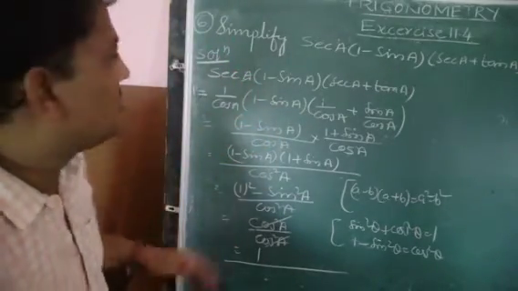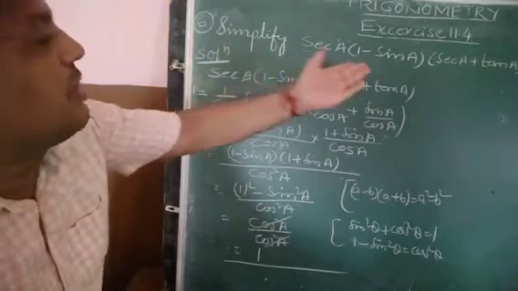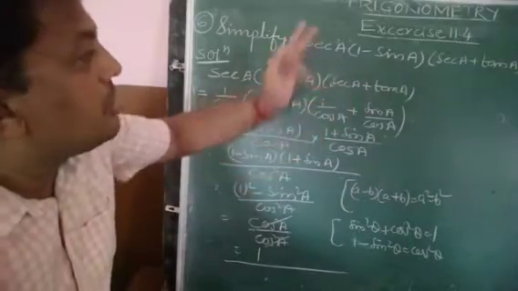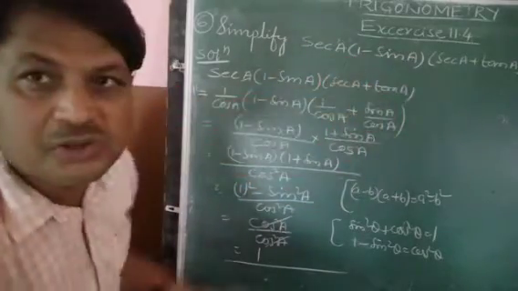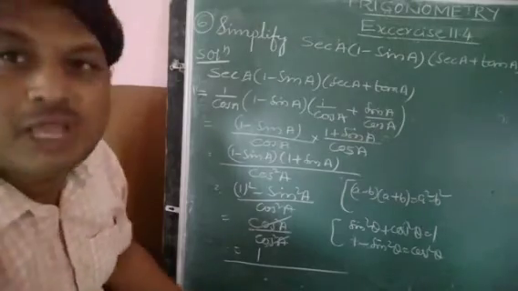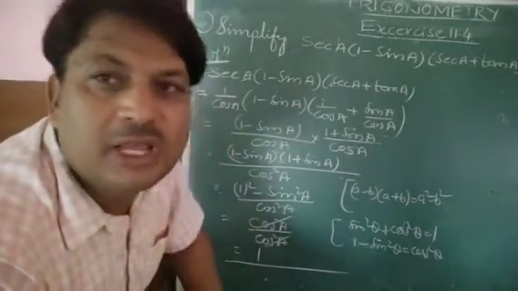Okay children. See, simplification means this has to be brought down step by step, maybe in terms of trigonometric ratios. Lastly we may get tan A, cos A or whatever, simple terms. Otherwise sometimes you may get a numeral. If you are getting a numeral, you are lucky.